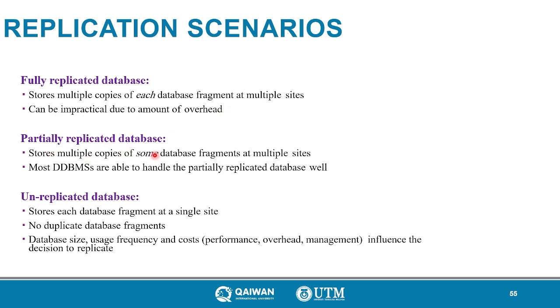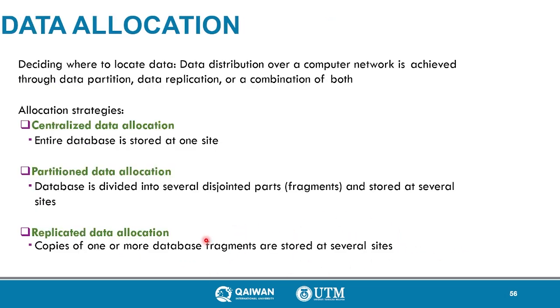Now, a partially replicated database stores multiple copies of some database fragments at multiple sites. Most distributed database management systems are able to handle partially replicated databases well. Now, an unreplicated database stores each database fragment at a single site, with no duplicate database fragments. Database size, usage frequency, and cost and performance overhead influence the decision to replicate.